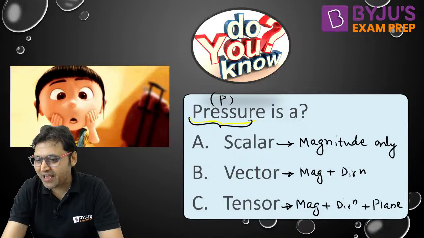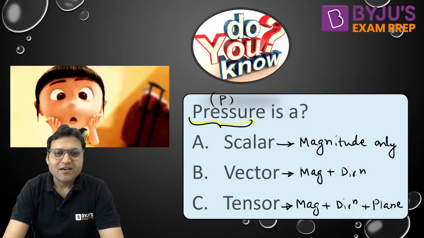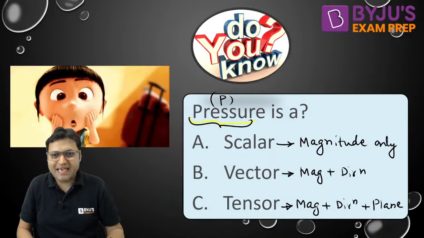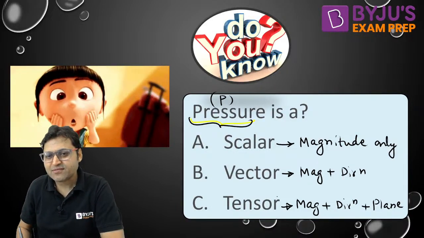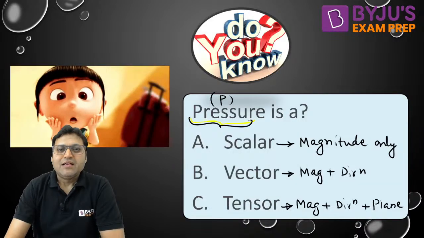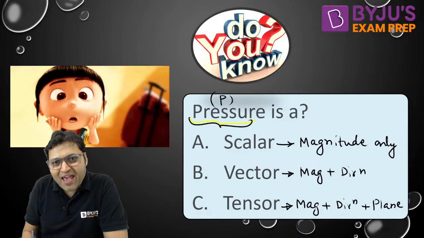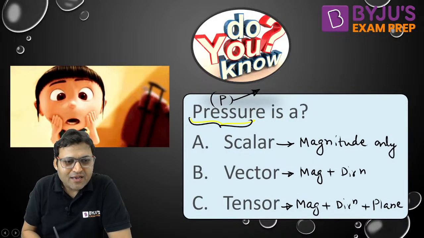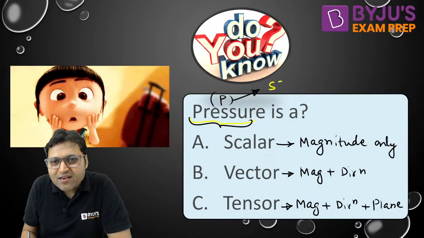Stress is a quantity which is, sorry, pressure is a quantity which is scalar, vector or tensor. Pressure is a, now time to reveal the answer. Pressure is a scalar quantity.